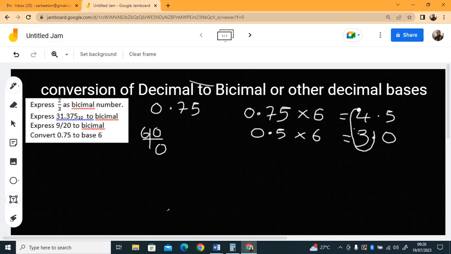So you count downward, right? So your final answer now is 0.43 base 6, and you're done. That is it. So you can try some questions on your own.